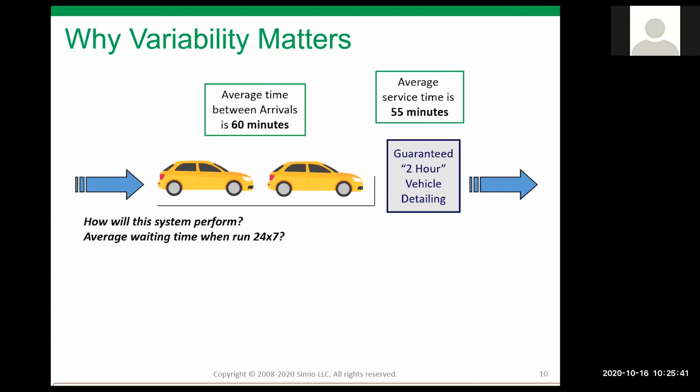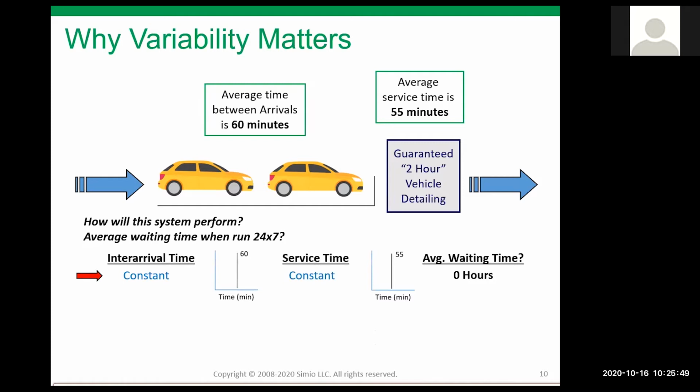Well, there's another question that we need to ask, and that is, what is the variability of those two numbers that are on the screen? If those are both constant, my interarrival time is 60 and my service time is always 55 minutes, so every car takes me exactly 55 minutes to detail, what's my average waiting time? Hopefully everybody can look at that and say, oh, sure, there's no waiting, because the first car comes in, let's say at 9 o'clock, and the detailer is idle.